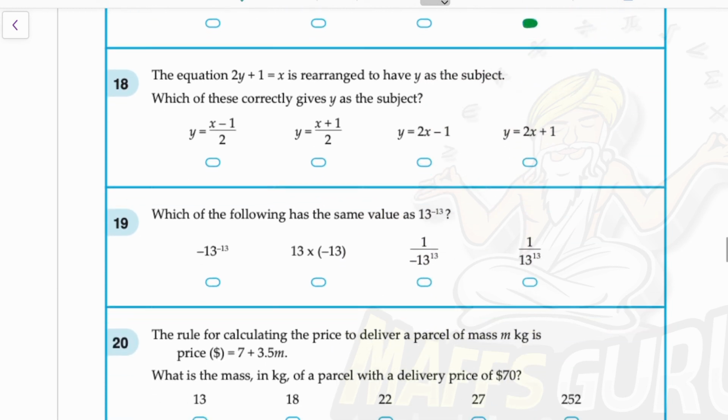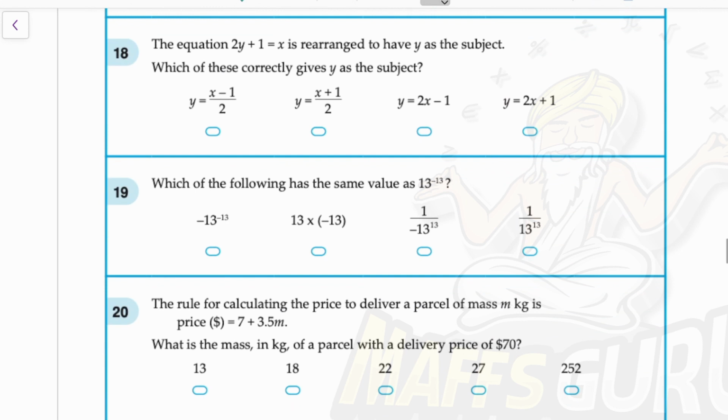The equation 2y plus 1 equals x is rearranged to have y as the subject. When it says as the subject, it wants the equation to be y equals. So if we've got 2y plus 1 equals x, first thing I'm going to do is not split up the kissing couple, so I leave the 2 and y together, and I'm going to subtract 1 from both sides. What is that going to give me? 2y on its own is equal to x minus 1.